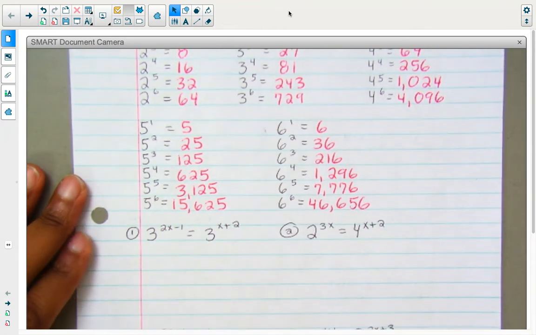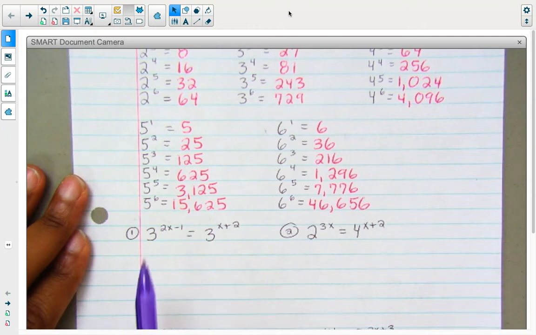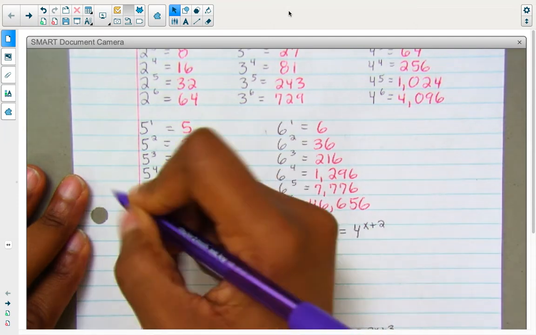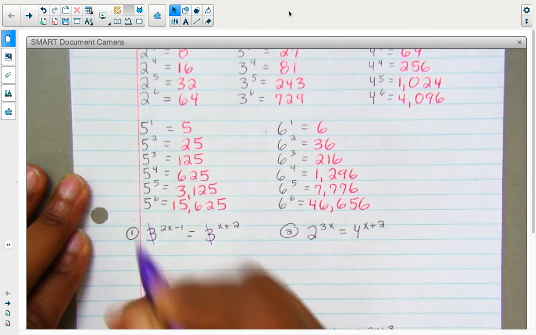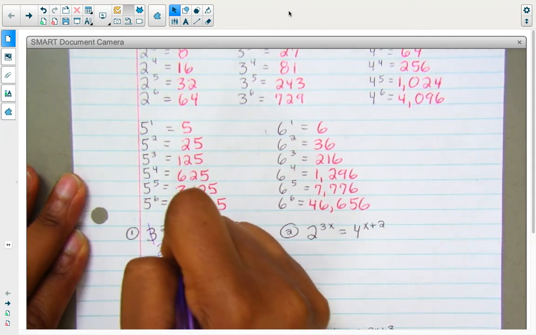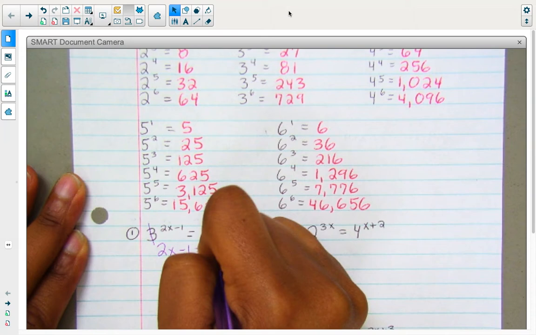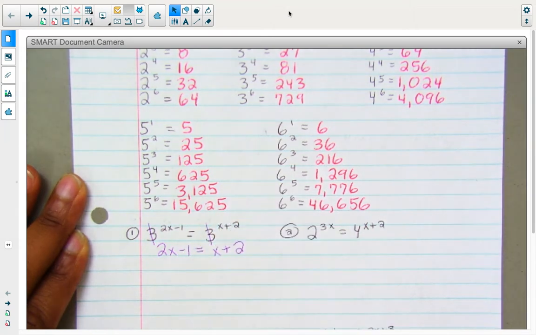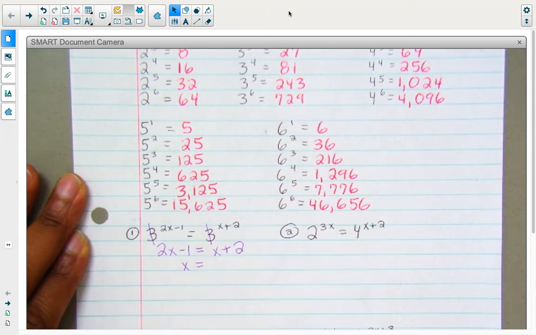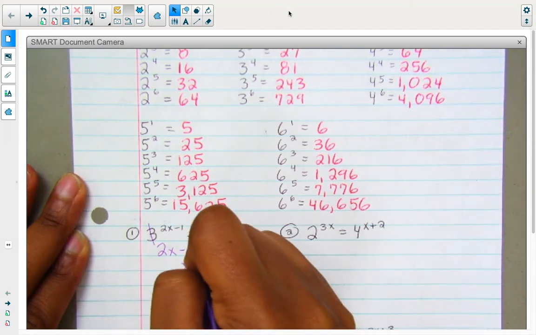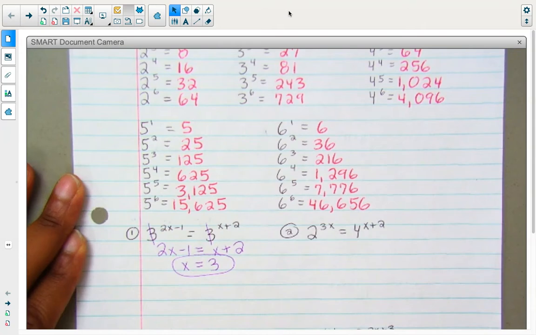Okay. So the first one that I gave you is a problem that already has the same base. Got a base of 3 here. I have a base of 3 here. When you have the same base, your bases cancel out. So that cancels and that cancels. Once your bases cancel out, you're left with a regular equation: 2x minus 1 equals x plus 2. We go through and solve this equation, subtract x from both sides, add 1 to both sides, and just like that, we got x equals 3.